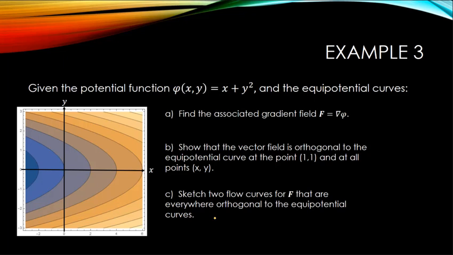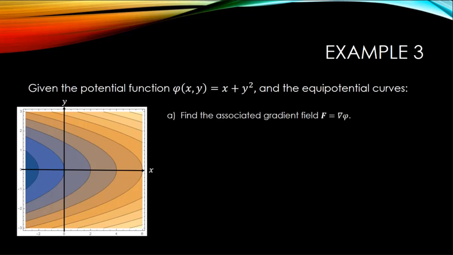I want to take a potential function phi of xy, which is equal to x plus y squared, and the equipotential curves that you see in my sketch, which show a set of sideways parabolas that open to the left as my equipotential curves in the xy plane. I want to find the associated gradient field f equals del phi, and I want to show that the vector field is orthogonal to the equipotential curve at the point 1, 1 and at all points xy. And then I'm going to sketch some flow curves for f that are everywhere orthogonal to the equipotential curves.